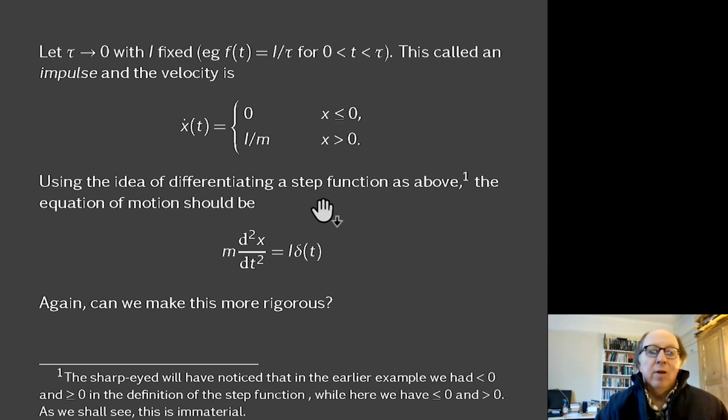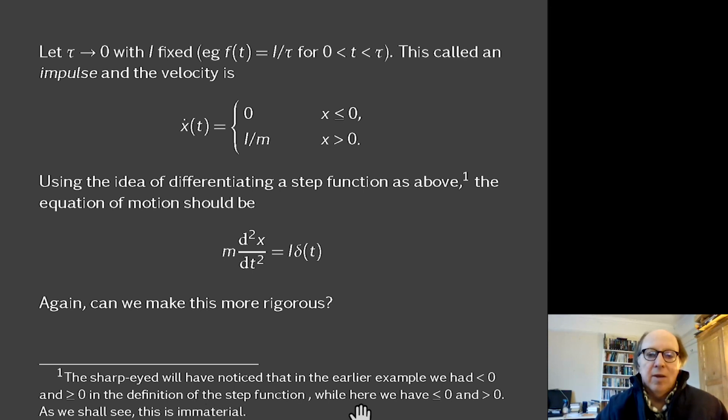So, again, if we use the idea of differentiating a step function, because this is a step function, it goes from 0 to I over m, what we ought to have is that the equation of motion of this function in the limit that tau goes to 0, so all the force is concentrated at time 0, it should be m times the acceleration, mx double dot, is equal to I times delta of t. Again, can we make this more rigorous?